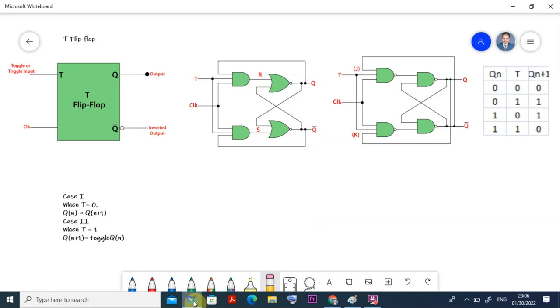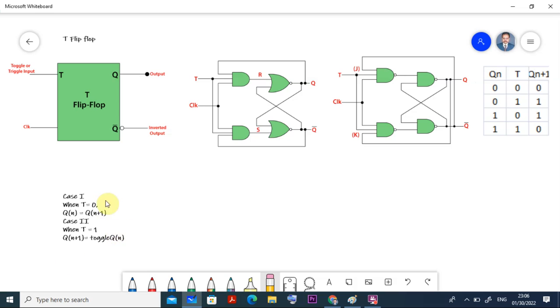You are watching a video with me on DLD, Digital Logic Design, and today we are going to discuss the T flip-flop, or as we call it, the toggle flip-flop. Fine. So what is the difference here? Previously you used the JK flip-flop. When the input is a single input, it becomes the T or toggle flip-flop.